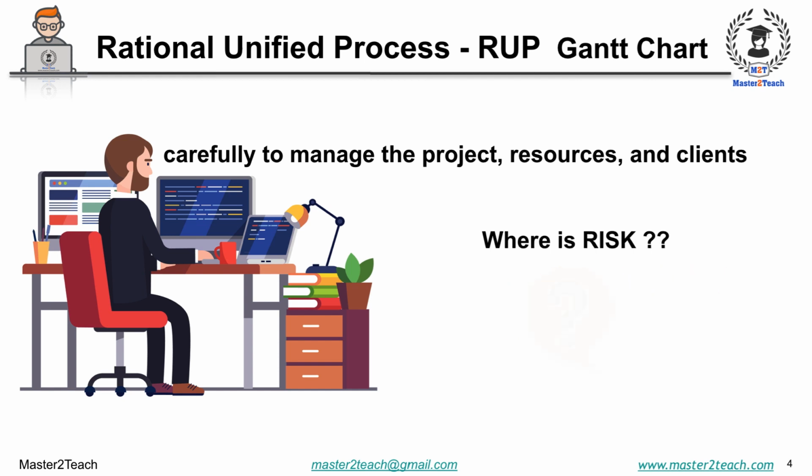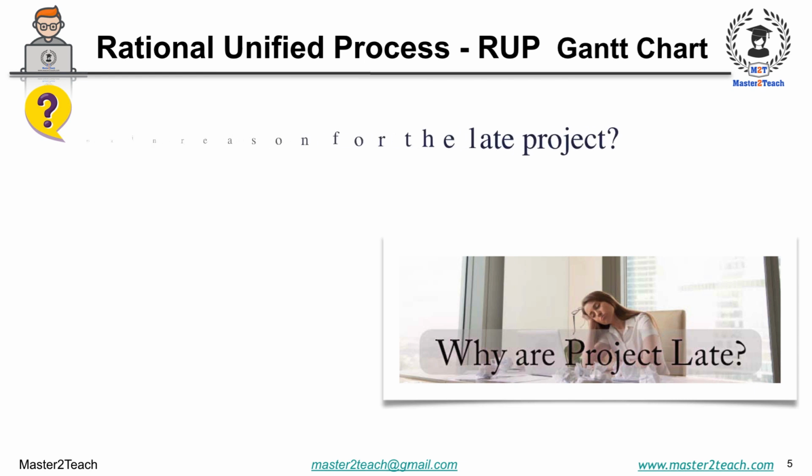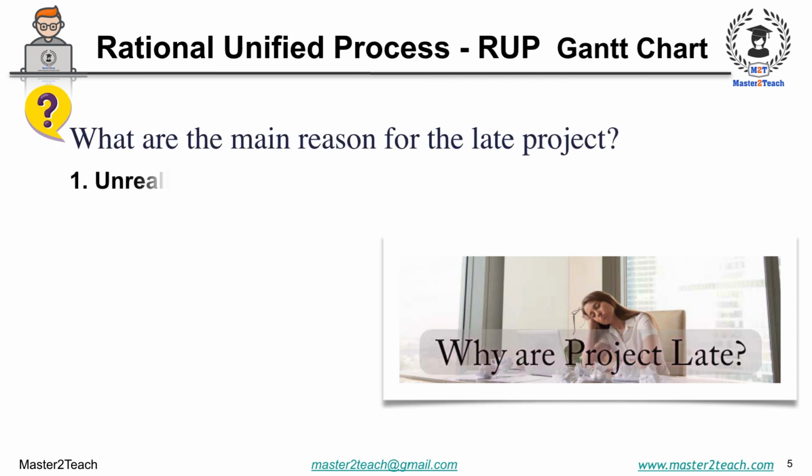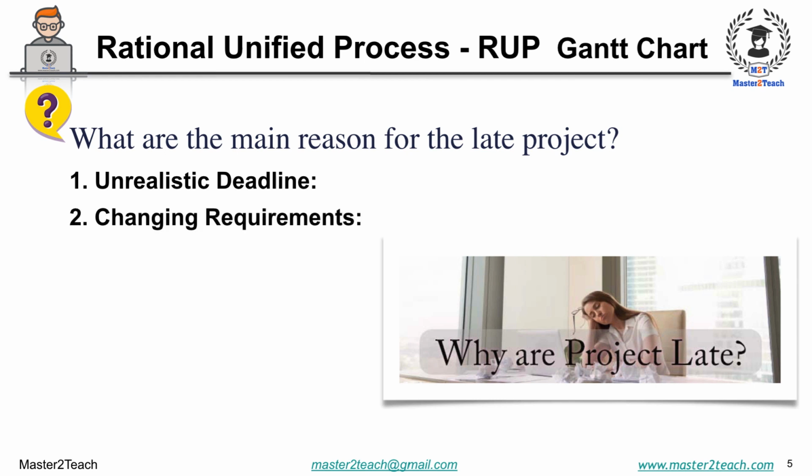The project can be late due to different factors. Some of the main reasons for the late projects are as follows. Unrealistic deadline. Due to the unrealistic deadline established by someone outside the system development group, the project can be late. Changing requirements. Due to the change in requirements, the project can be late. Honest underestimate. Due to the honest underestimate of the amount of effort and or the number of resources that will be required to do the job, it can also lead to the project being late.